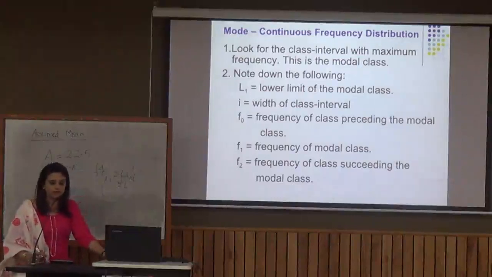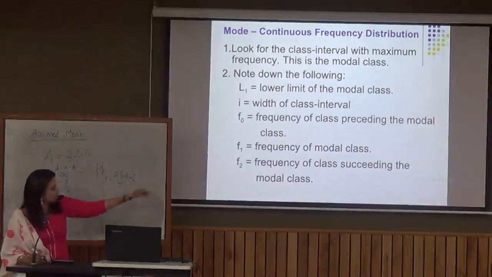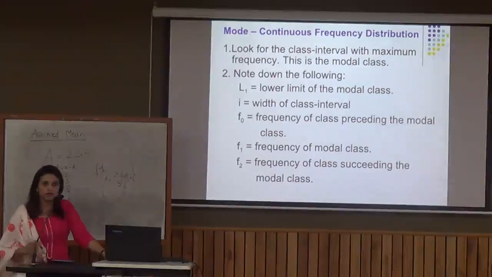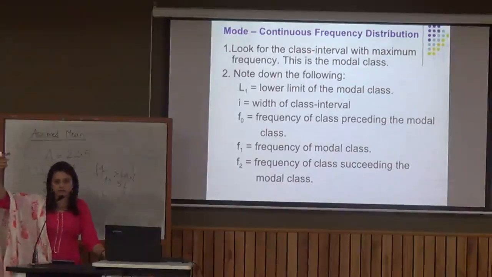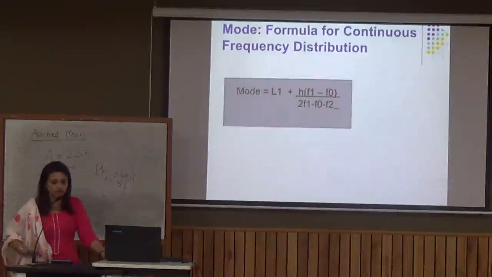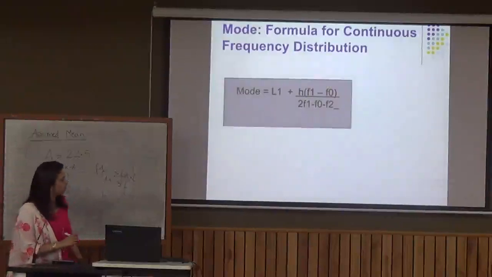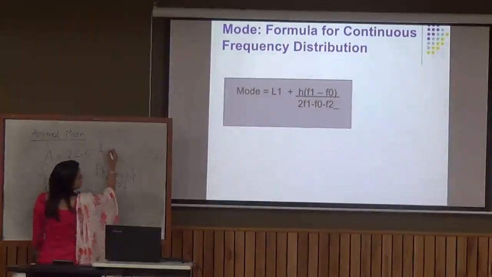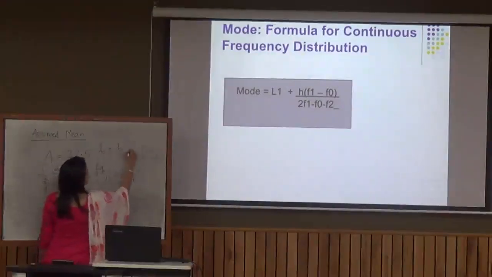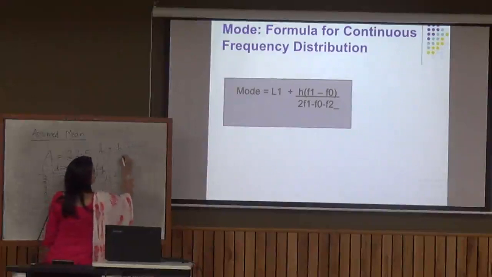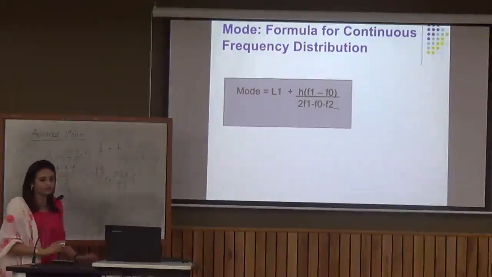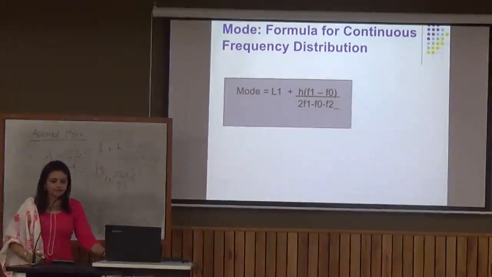Now, note down the following. L1, lower limit of the modal class. H, width of the class interval. Let's do F1 first. You can see F1, the second last thing there. It is the frequency of the modal class, and then the preceding one is F0, the succeeding one is F2, and you put in the formula. So mode is L plus H, F1 minus F0 upon 2F1 minus F0 minus F2, wherein you just have to put in the values, right?